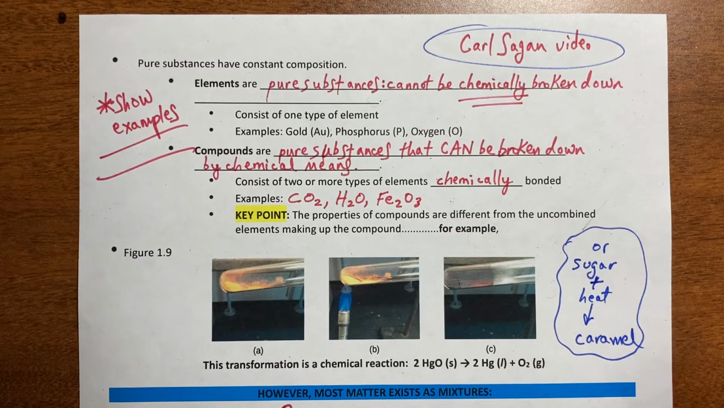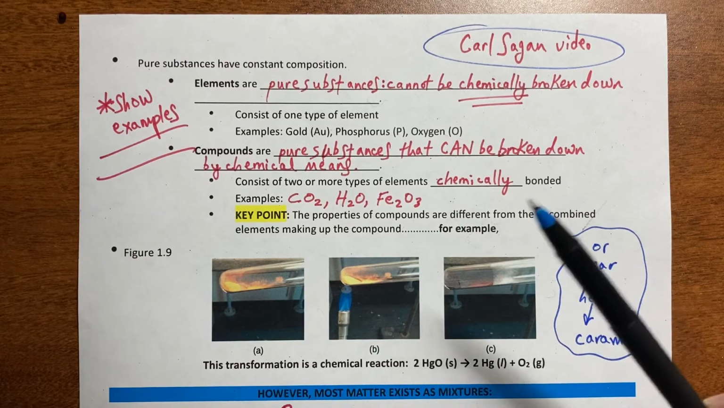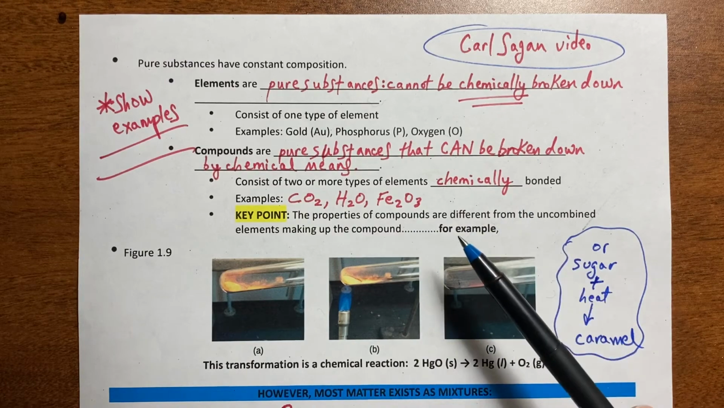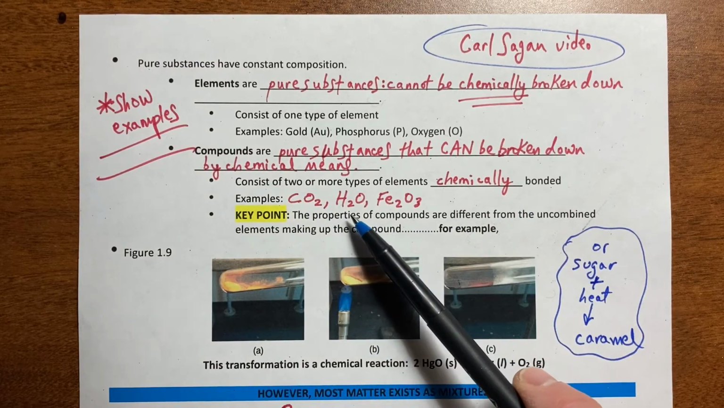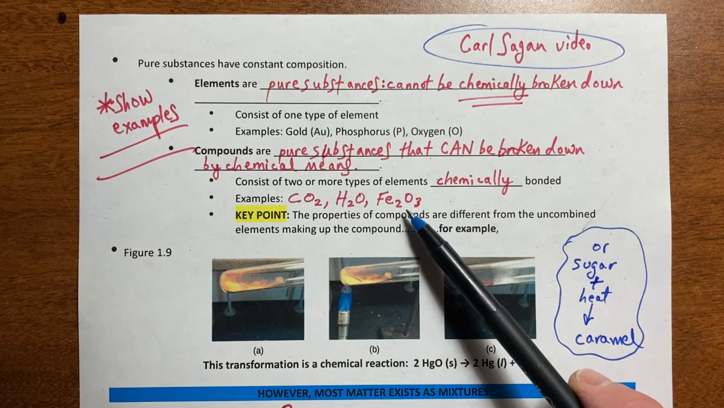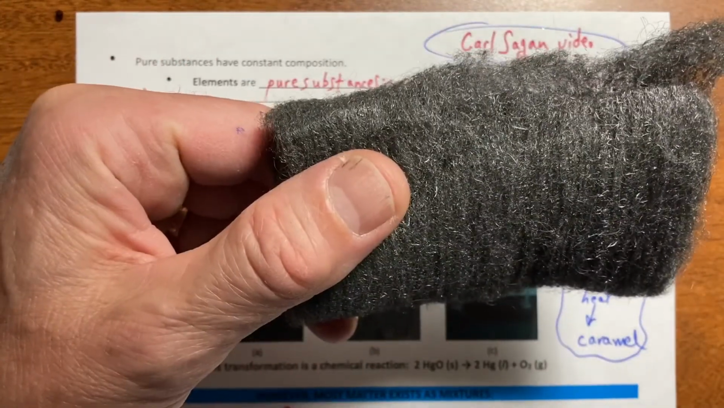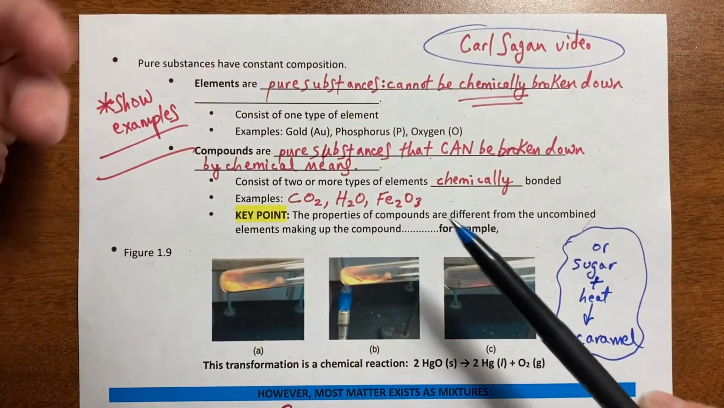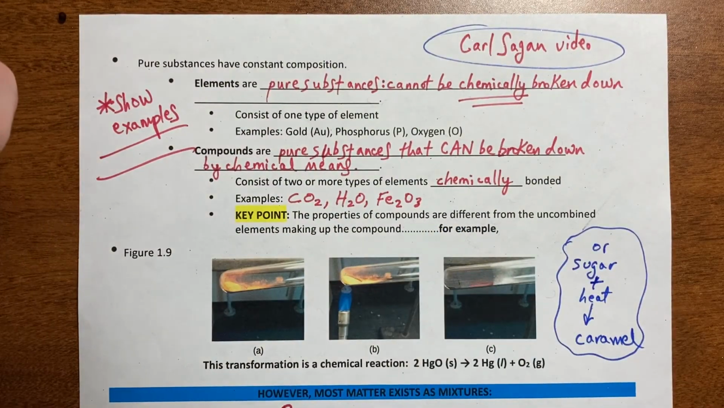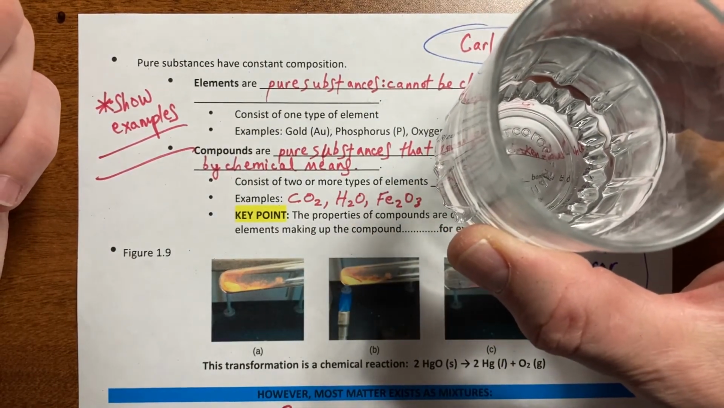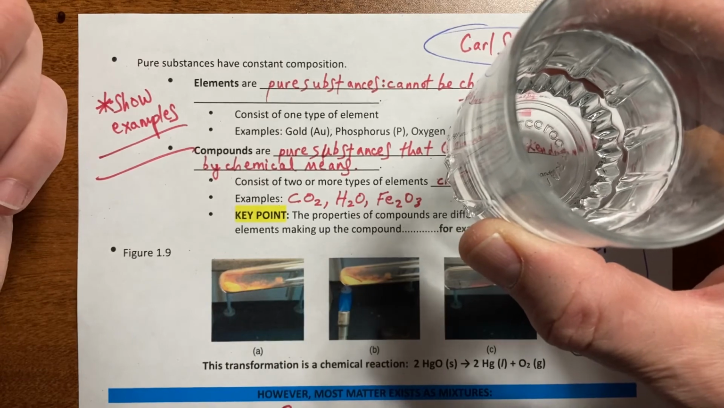What are some examples of compounds? Well, there's millions of them, but there are two or more elements chemically bonded together: carbon dioxide, water, iron oxide. If you allow the steel wool to rust, it will combine with oxygen to make a compound called iron oxide, which has the formula Fe2O3. Ordinary water is a compound made up of hydrogen and oxygen, as you probably know, H2O.